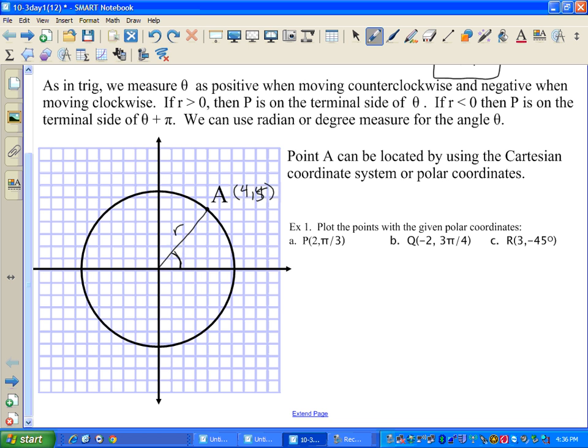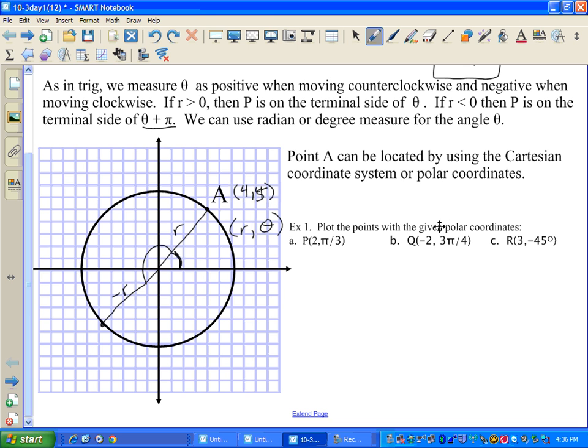But if you give this same angle and you make r negative, that means you're at this angle, but instead you're going in the opposite direction. So the point would be somewhere over here. This would be negative r. And that's why it says theta plus pi, because you're going in the direction half a circle away from the angle that's given. Point A can be located by using the Cartesian coordinate system, or we could locate it using a radius and some sort of angle, and we usually call the angle theta.